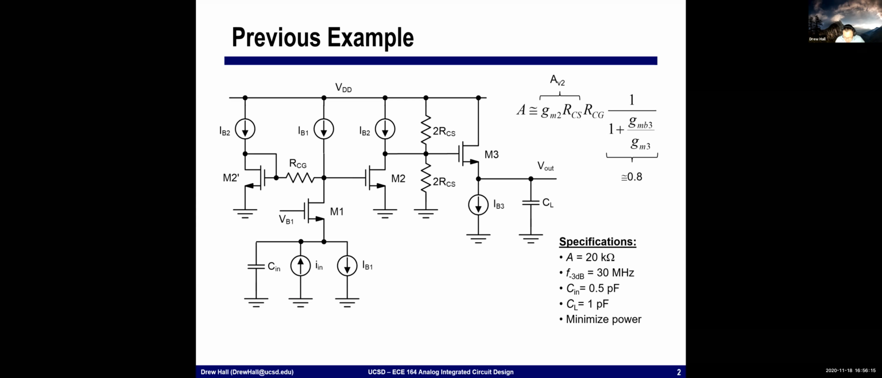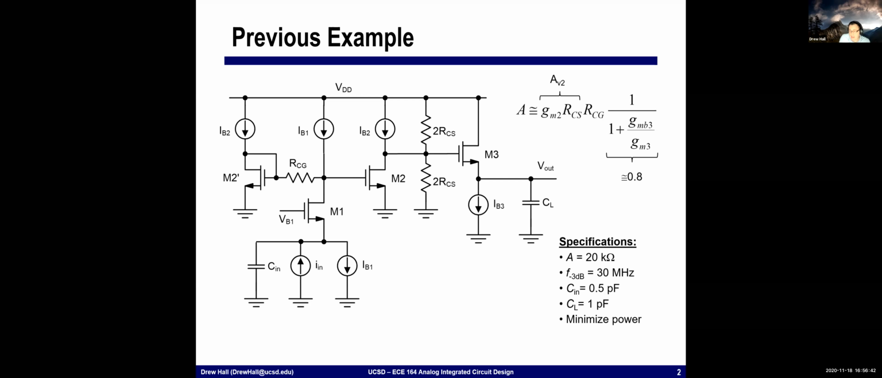Okay, believe me, it says F3dB is 30 megahertz. So we only have a bandwidth spec here. We don't have a phase margin spec or a gain margin spec. And so what that means is that I'm only doing a dominant pole in this design. I'm not actually that concerned with where the non-dominant poles are. They could all be stacked on top of each other and it wouldn't make any difference.